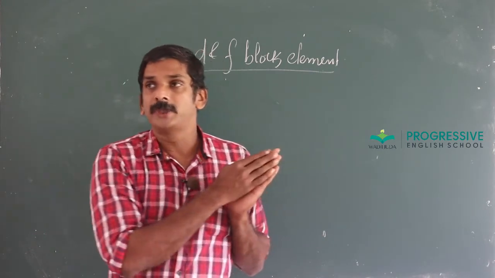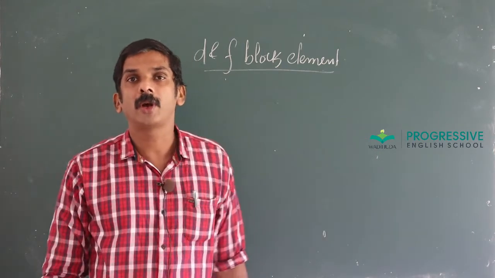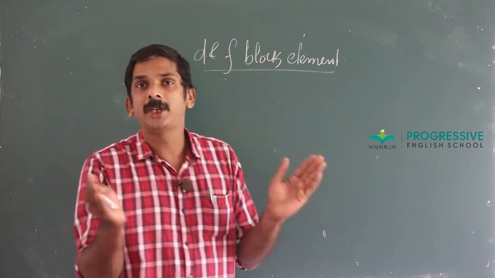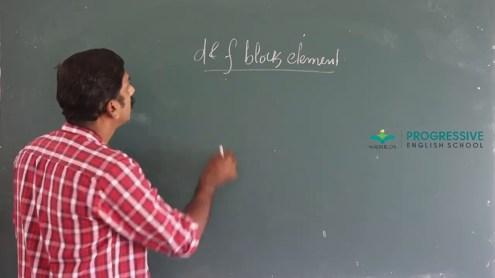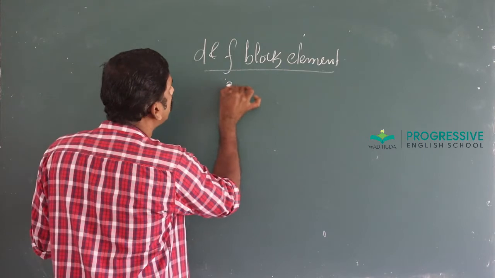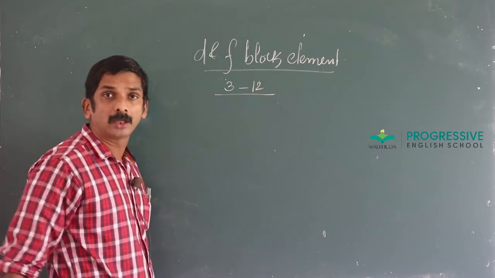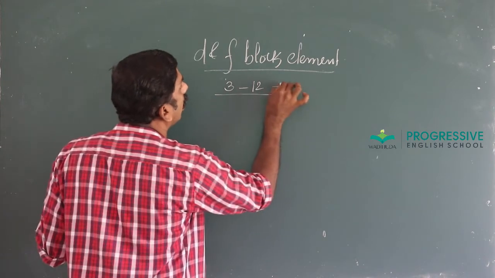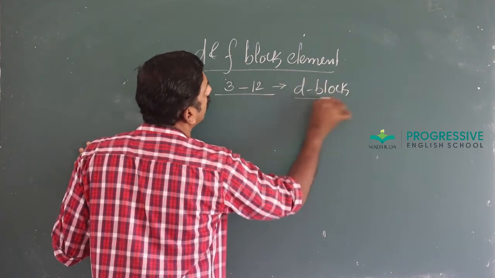The extreme left two groups constitute S block elements, group 13 to 18 constitute P block elements, and in between S and P there is a group of elements, that is group 3 to 12, the third group to 12th group. These elements are called D block elements.